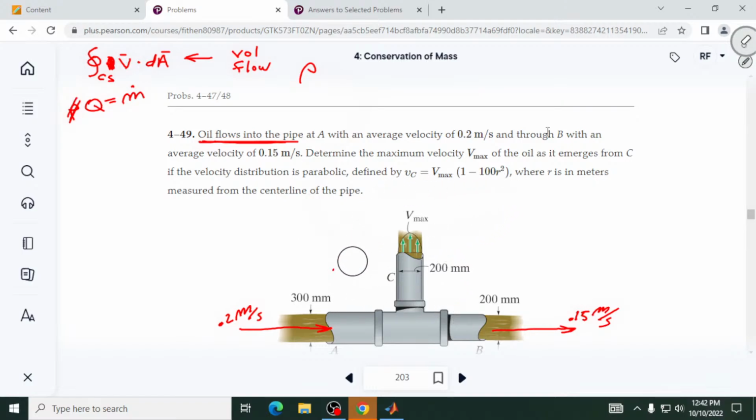Let me get all this out of the way. And then what this means is I can start at, apparently this looks like A, this looks like B, and this looks like C. So if I look at A, he says the average velocity, okay, A being in, this being out, and this being out.